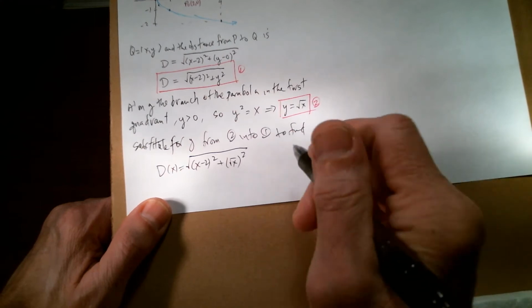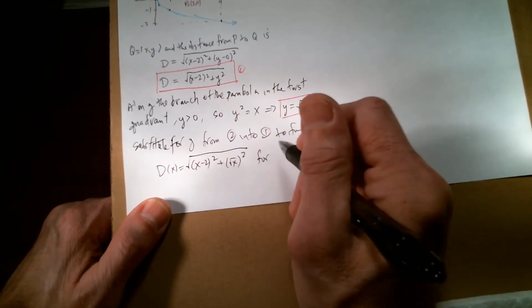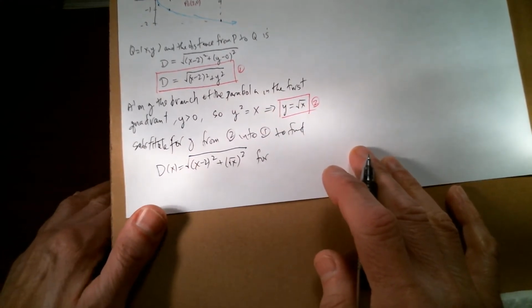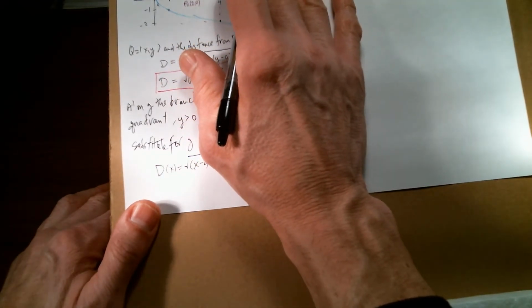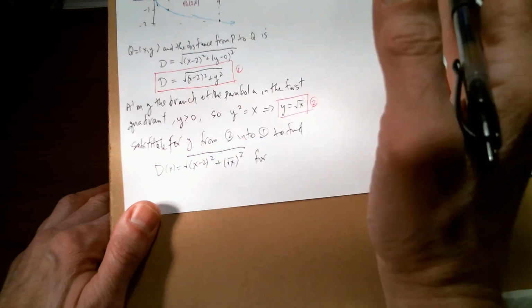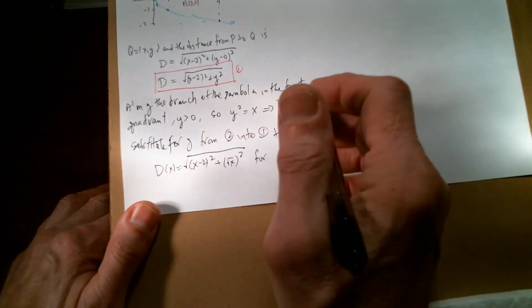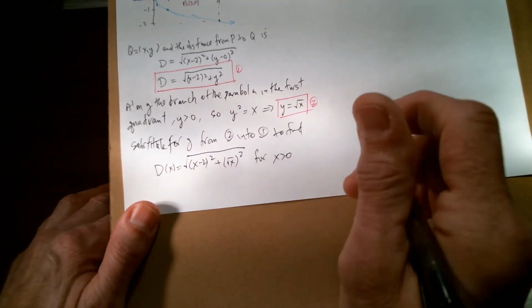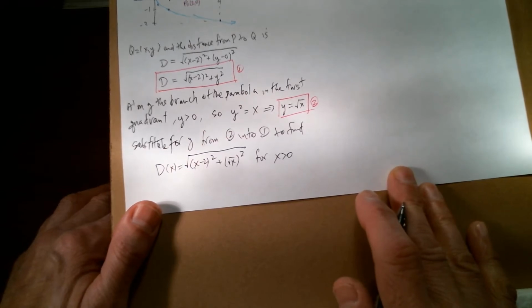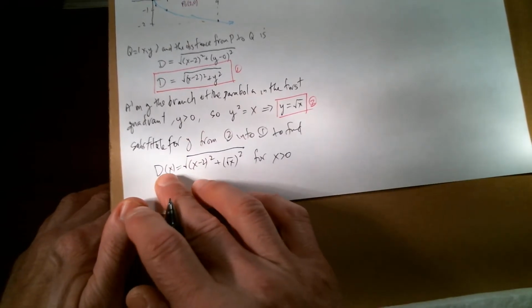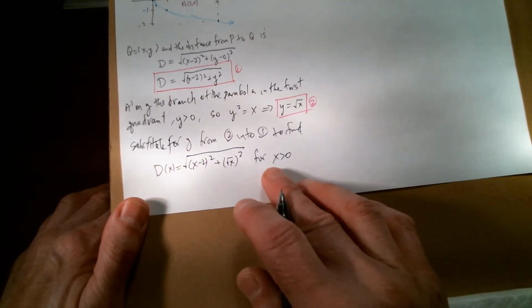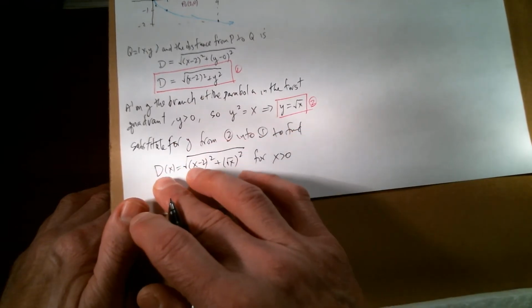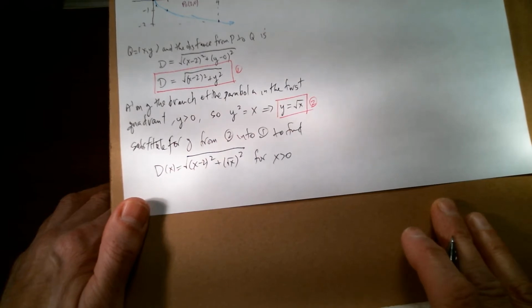Okay, and we know, of course, we were talking about the ranges of the variables, right? Because x represents the x coordinate of Q. Q is in the first quadrant. Therefore, x must be positive in the first quadrant, right? So the domain of x is all positive numbers in this formula for the distance from P to Q.